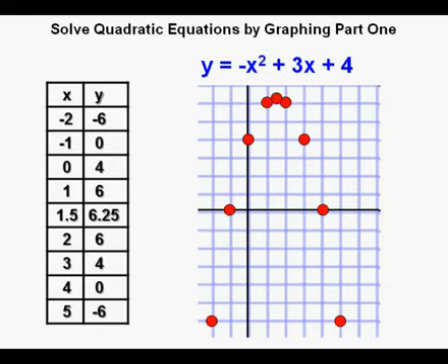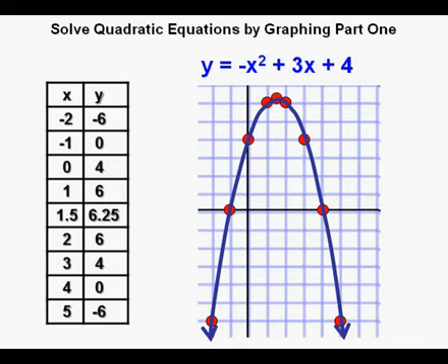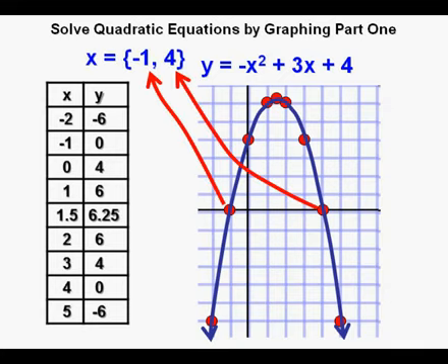Joe plots the points. Now he draws the curve through the points. He sees the 2 points where the function crosses the x-axis at x equals negative 1 and at x equals 4, and writes the solutions here. He writes his answers in brackets, which is set notation. In set notation within brackets, each number separated by a comma will be an answer.